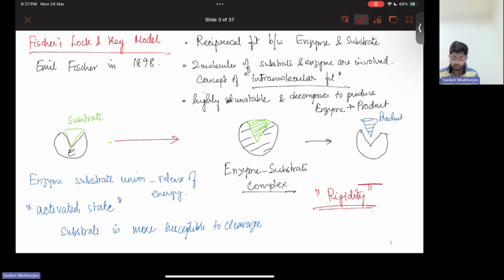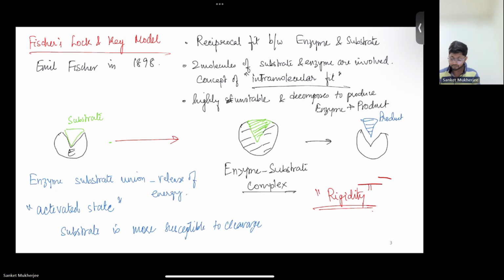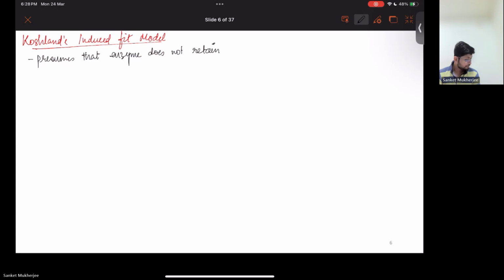To overcome that, there is another model, Koshland's induced fit model, that overcomes this limitation. It presumes that the enzyme does not retain its original shape and structure.